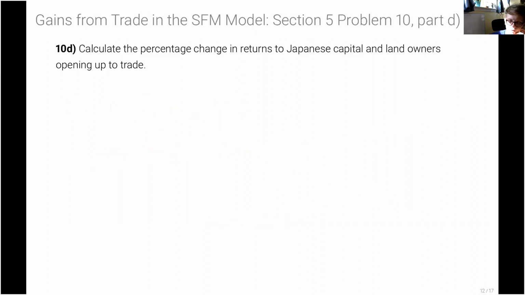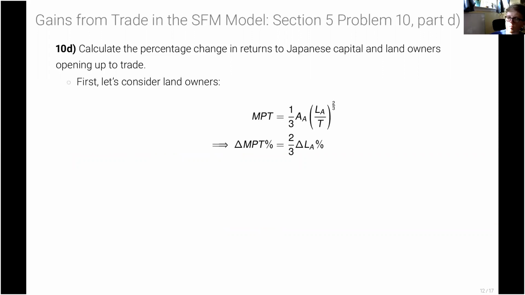Now let's go back to what we did in section 4, part 1, and just recall what we had for the marginal product of land. So the marginal product of land is equal to 1/3 times AA times LA to the 2/3 over T to the 2/3 as well. If I separate out all of these terms and call these K, all these terms are going to be constant. Why are they constant? Well, AA isn't changing. Japan has a fixed amount of land, so T is the fixed amount of land.